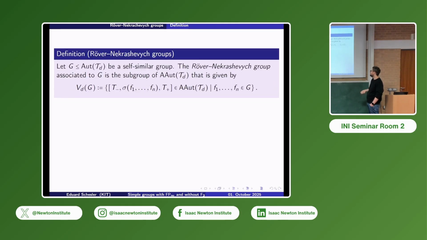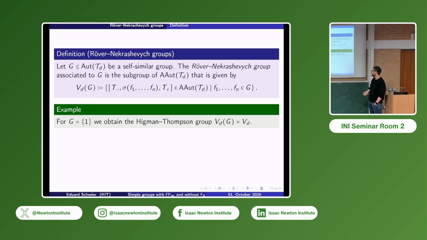This is why the self-similarity condition arises in the definition of Röver-Nekrashevych groups. It is just the group of those almost automorphisms where these three automorphisms come from a given group. So this is denoted by VDG. VD is typically the notation for the Higman-Thompson group. This is why the notation is chosen. So in the case where G is the trivial group, this is just the classical Thompson group VD.